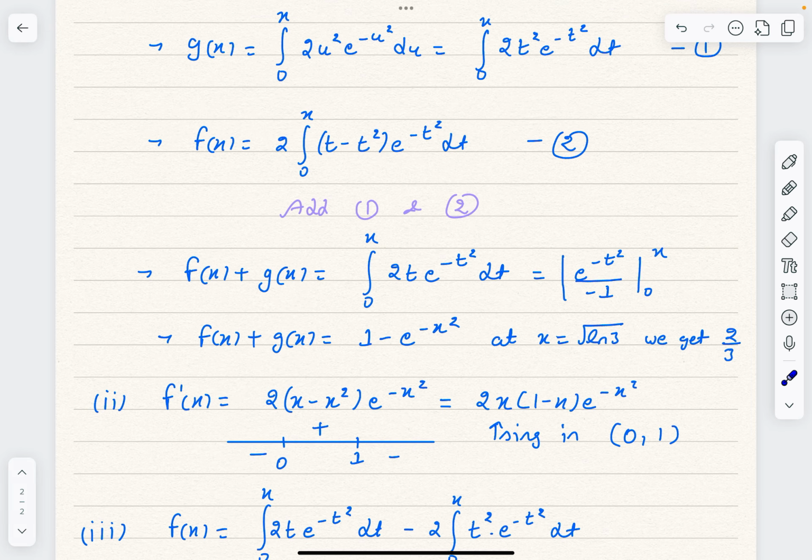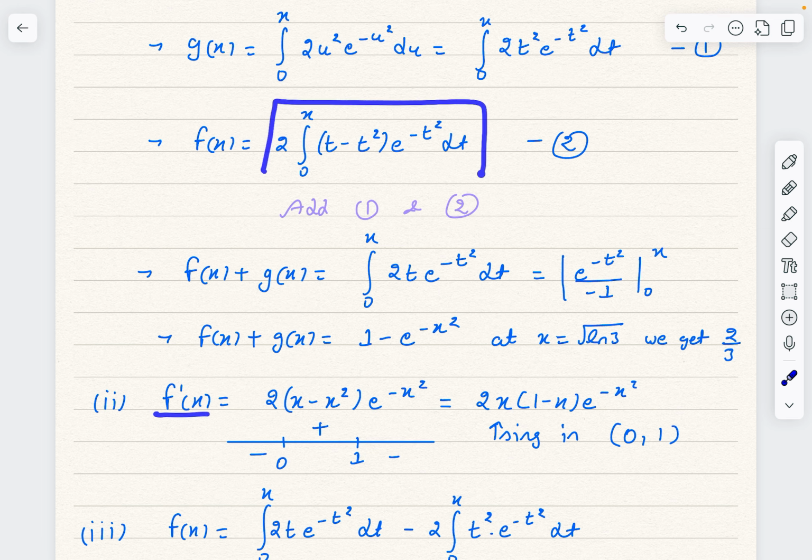In one of the parts, they're asking about increasing. In what interval is f of x increasing? So we'll find f dash x. This part is there. We can differentiate using the Newton-Leibniz rule. 2x minus x square into e power minus x square. You get 2x into 1 minus x e power minus x square.